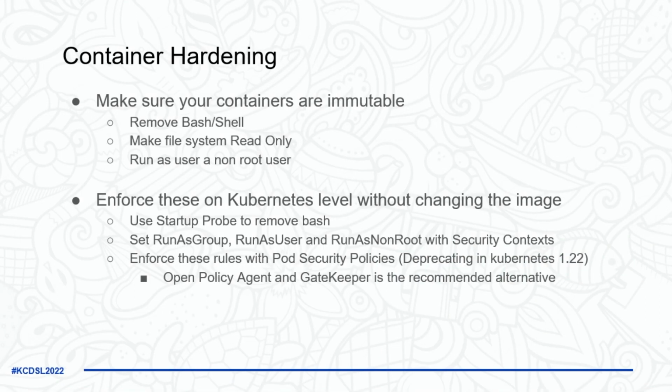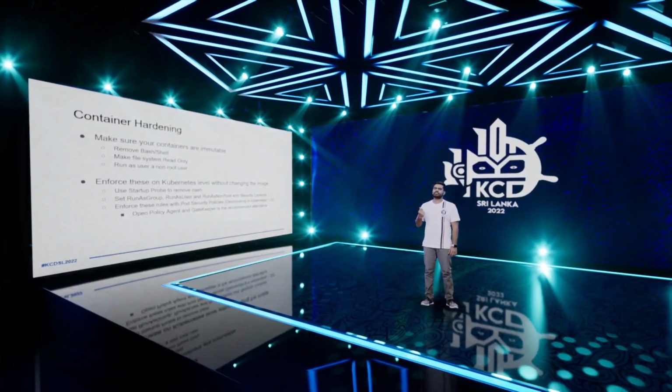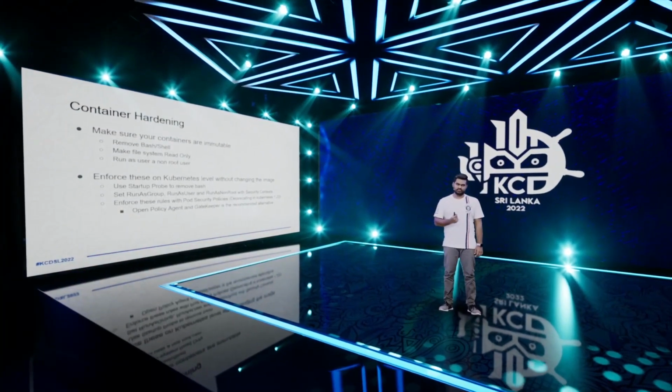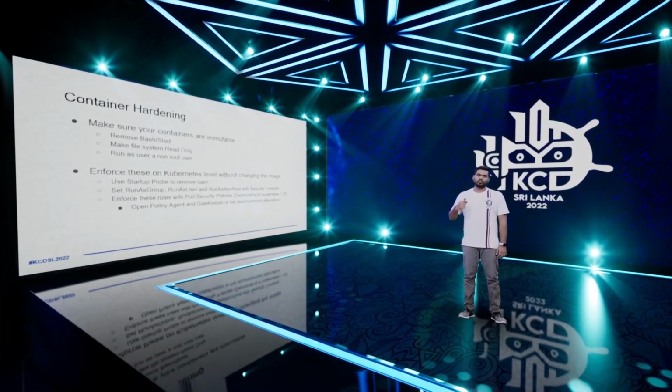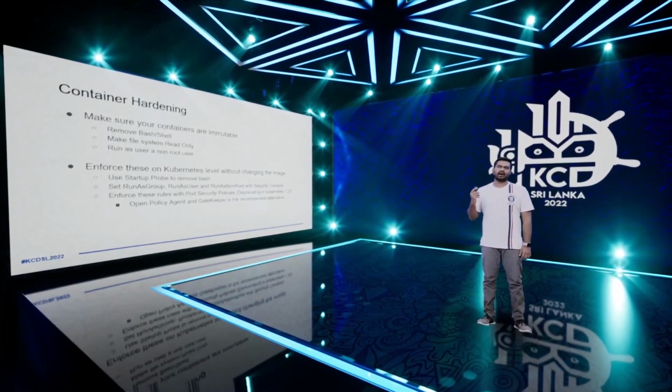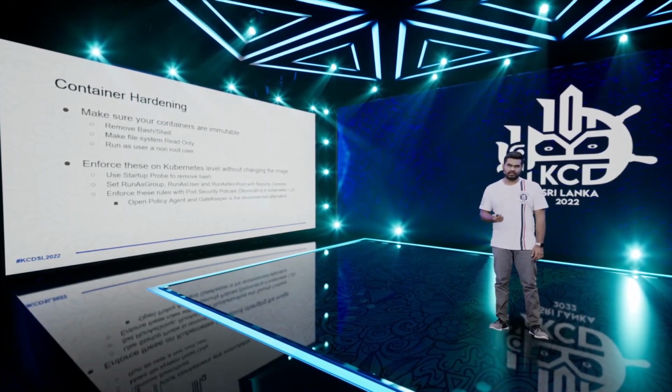you've got to follow. First thing is remove the bash shell, right? So that they won't be able to access your shell remotely. Make the file system read-only so that they won't be downloading anything or writing anything into your container file system. And then make sure the user is running as a non-root user. So when these are done, it's hard for an attacker to attack and exploit a container. So basically make your container immutable.